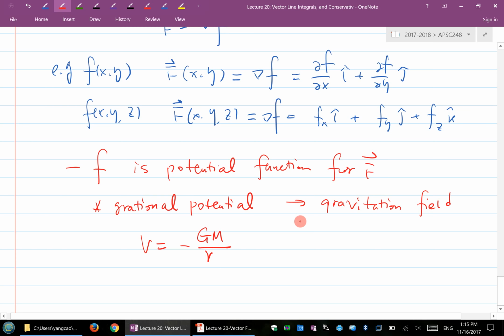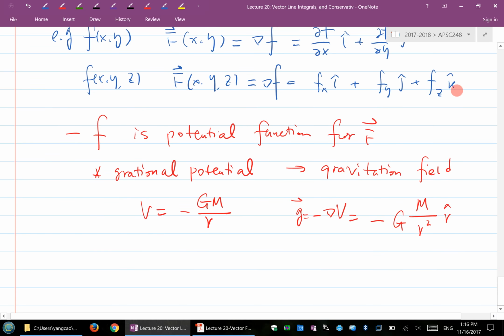If you take the gradient of this, and actually add a negative here, you'll get the so-called gravitational field. This gravitational field is equal to negative GM over R squared times R hat. So that's a gravitational field. We're all living in a gravitational field, right?